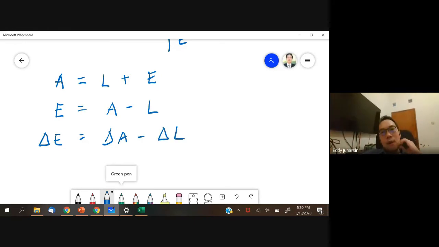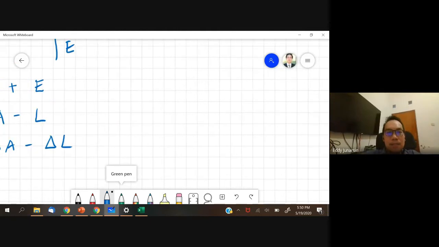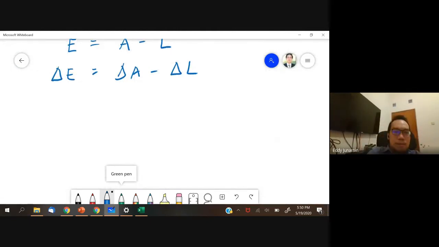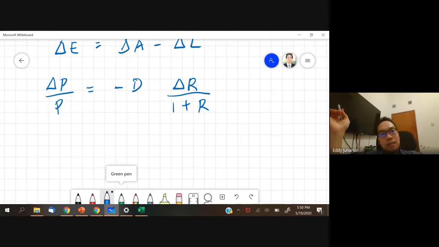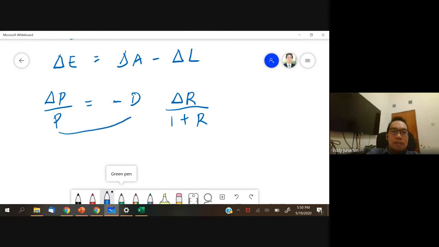Right? Okay, now we will apply this principle. You still remember when we talked about the delta P divided by P? This would equal what? Minus duration multiplied by the change in interest rate, divided by 1 plus original market rate. Okay, and if I move it here, it will be like this. Okay, now apply it to assets.